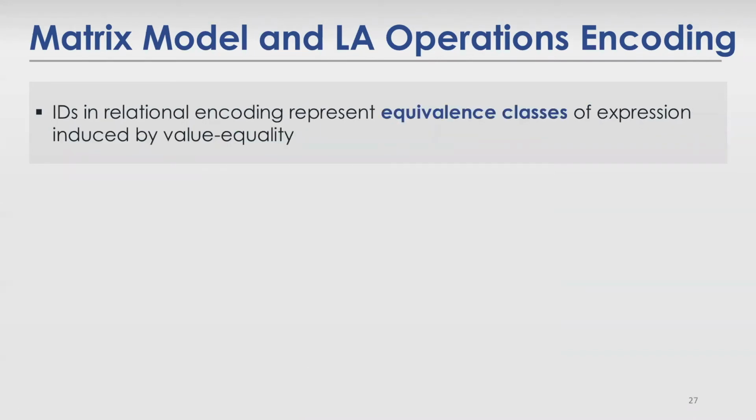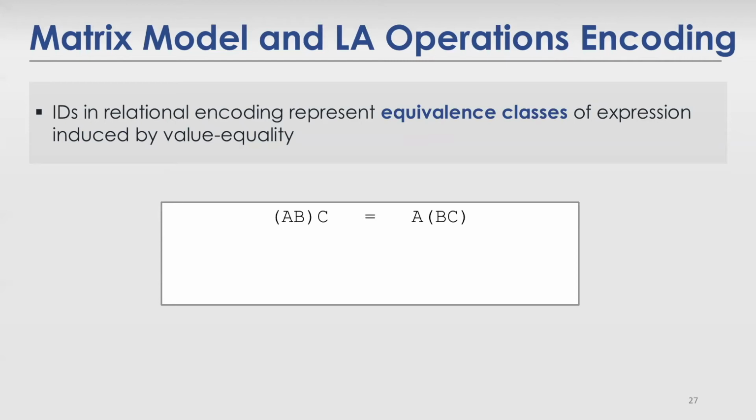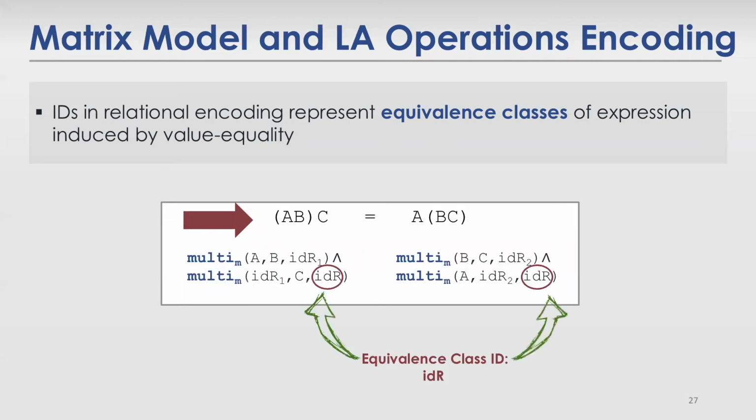We note that these are not IDs of individual matrix objects. These are IDs of equivalence classes of expressions induced by value equality. Two linear algebra expressions are assigned the same ID if and only if they are in the same equivalence class, meaning if and only if they are value equal. For example, because of the associativity of matrix multiplication, the two linear algebra expressions that you see here, even though they are syntactically different, yield the same result. HADAD, as it reasons about these expressions with the knowledge about the associative property, will end up concluding that these expressions are equal and assigns them an equal ID.